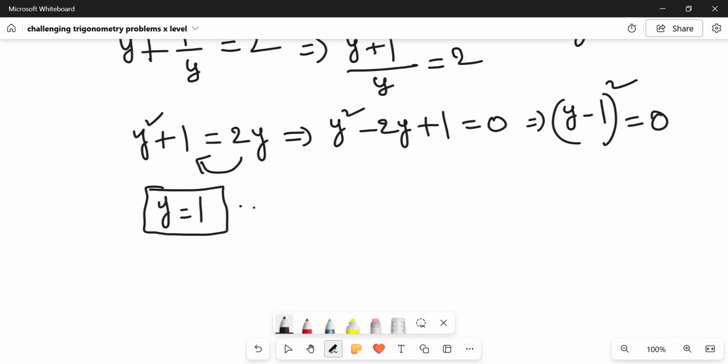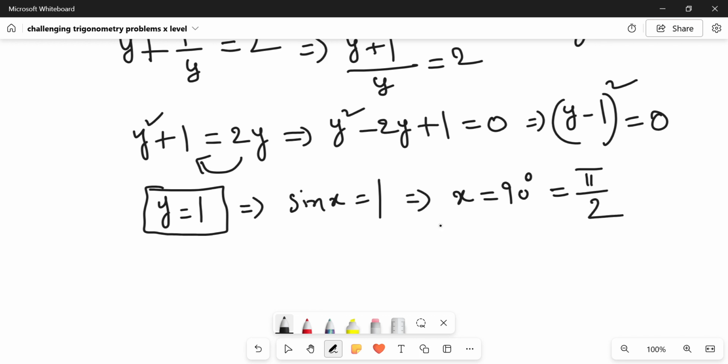So where we started, we assumed y as sin x. So the value of sin x is 1. So obviously the value of x is 90 degrees, or you can say it is pi by 2, of course in radian measure. So if sin x is 1, what will be the value of cosecant x? The cosecant x value is also 1, right?